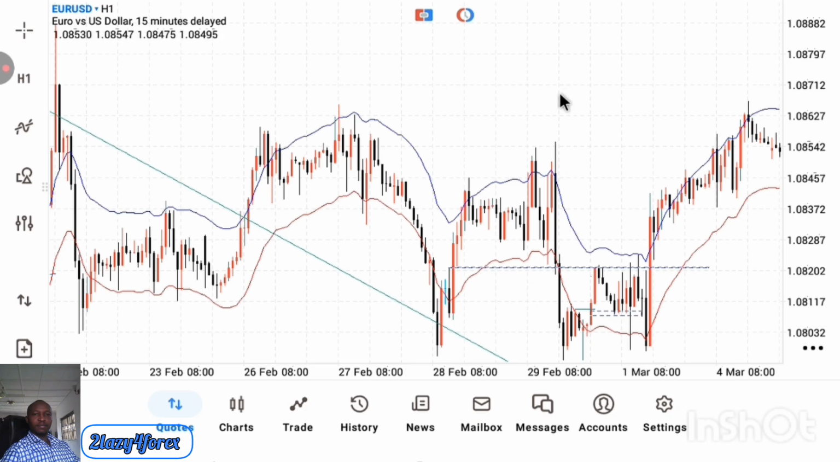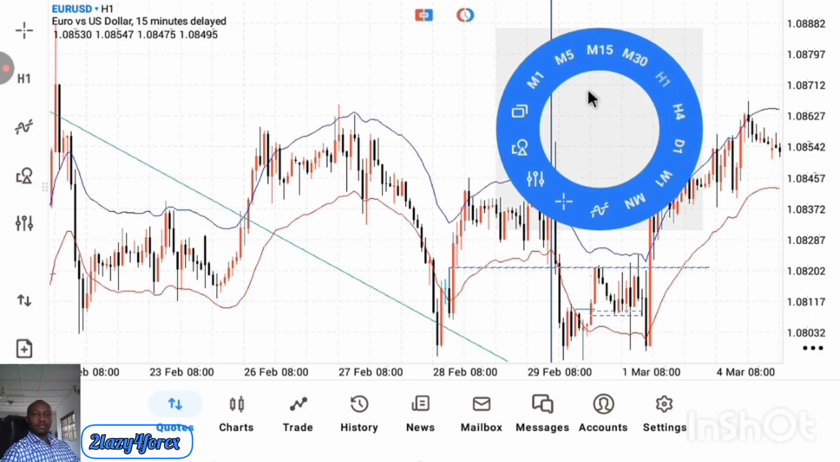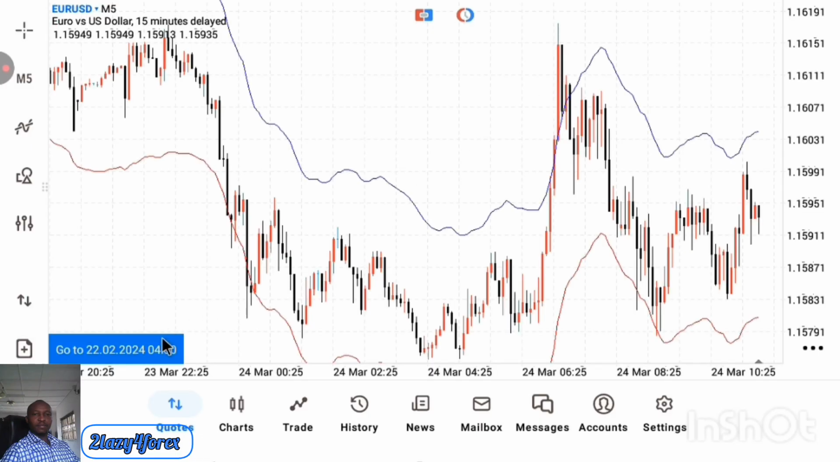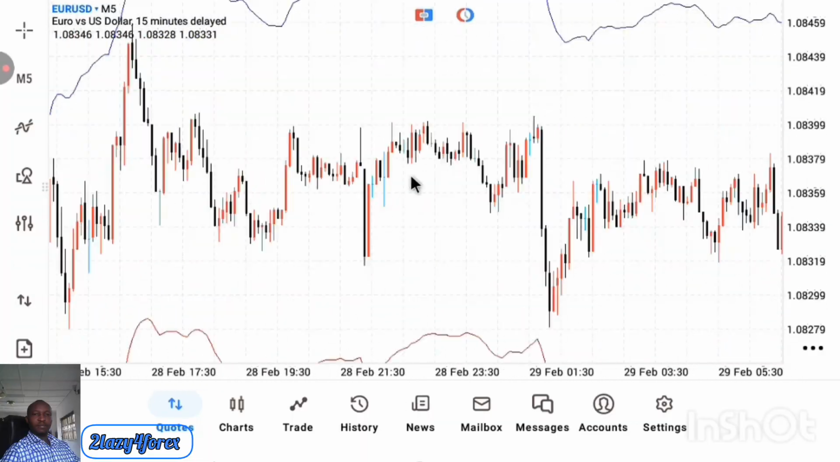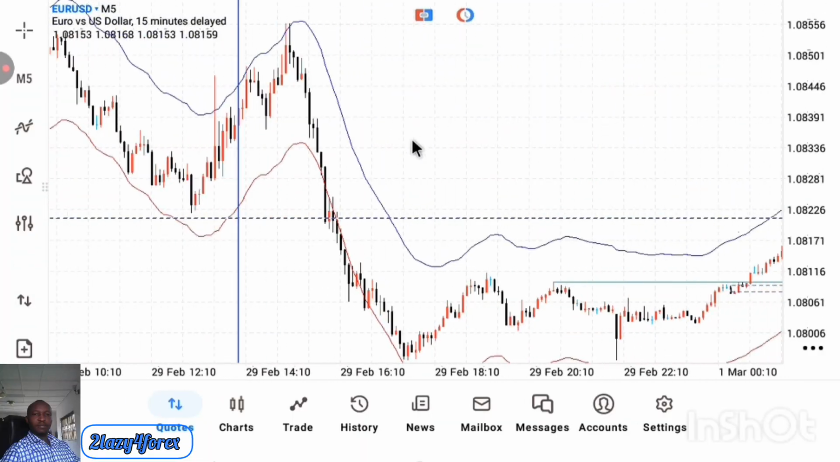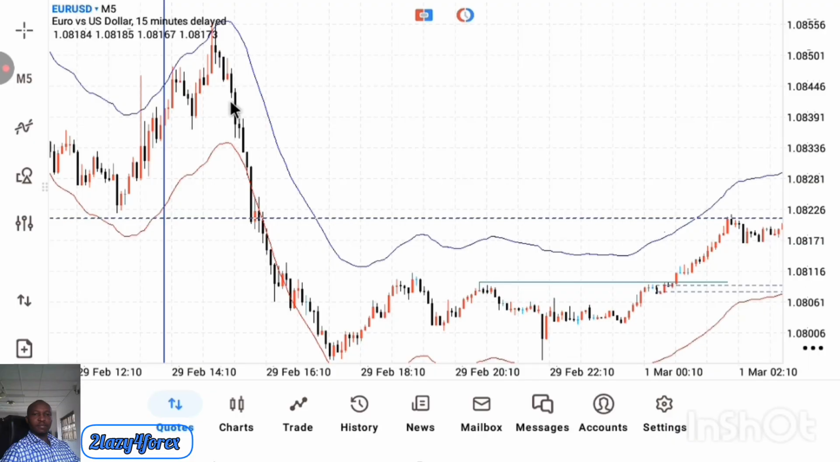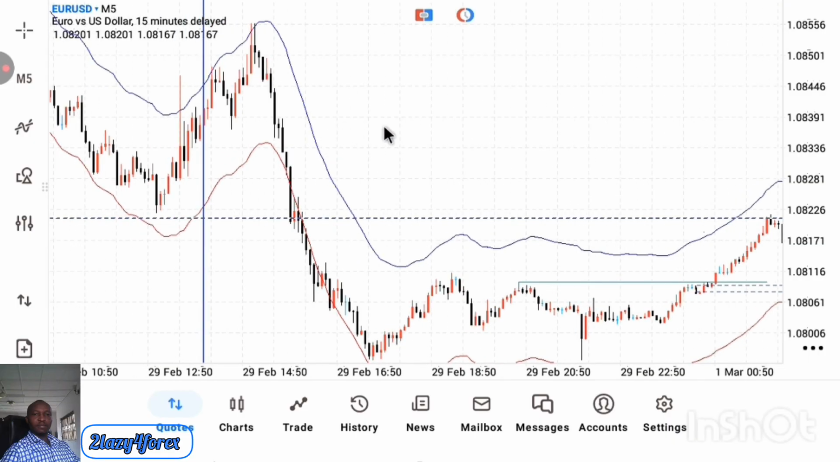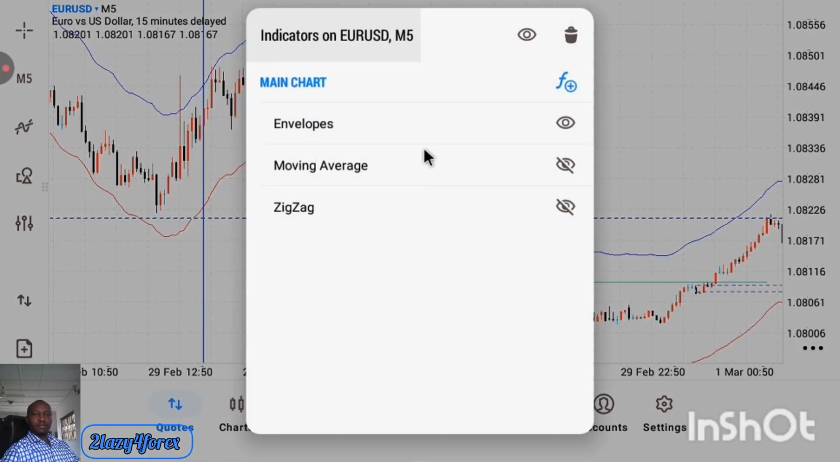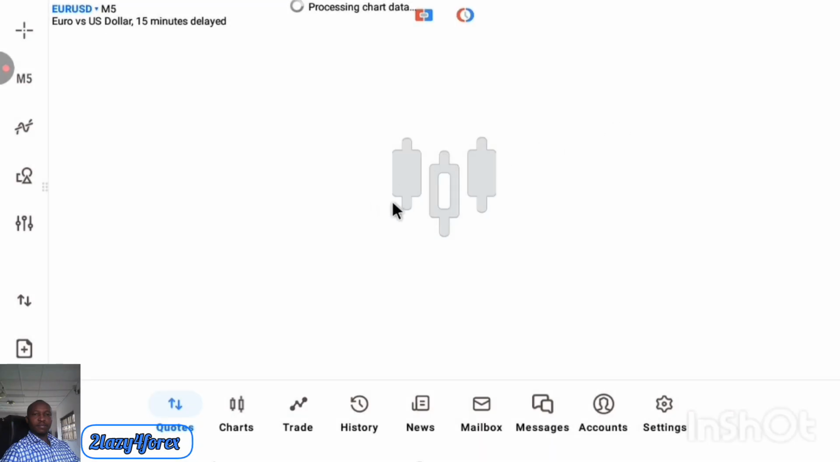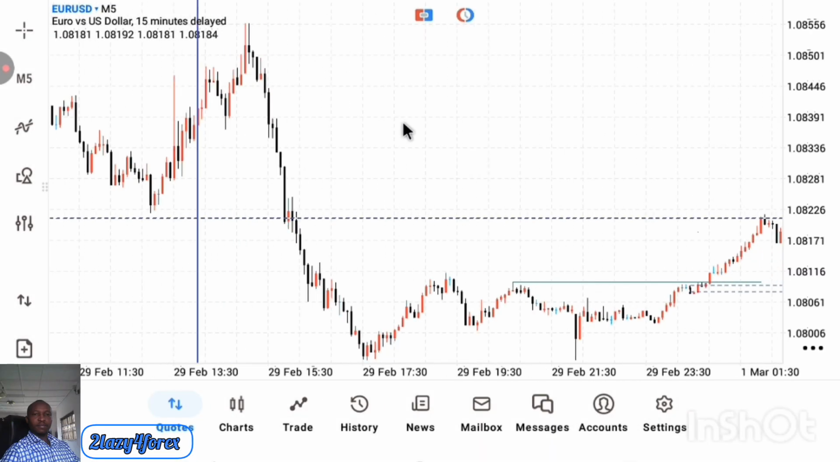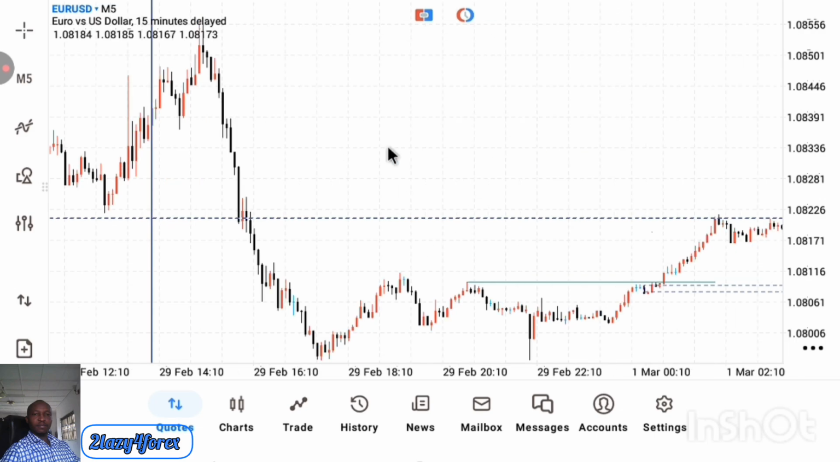So let's do it again, because I want to show you another strategy for this before we look at more examples. So we go to our 5 minutes chart. Now we are on the 5 minutes chart. Let's remove, like I said earlier, the envelope, or hide it. If you are able to hide it, I think hiding is better than removing it. So you hide it.